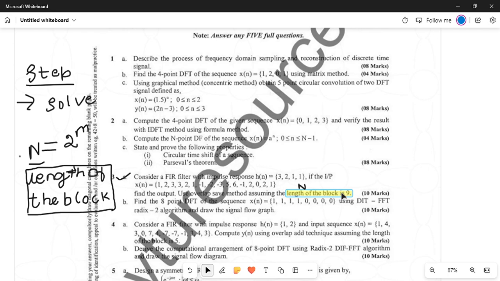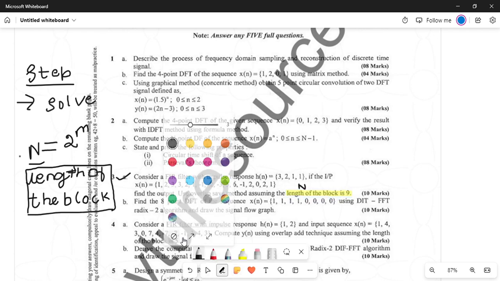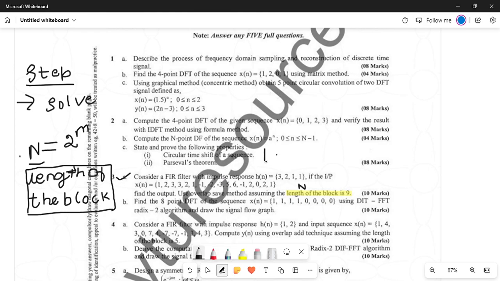That means h of n should be 9, that is, the length of h of n should be 9. I'll write it here. And your x of n divisions, that is x1 of n, x2 of n, up to however many divisions you get for this particular problem, I write generally as xn of n. All of them should be equal to 9. That is, the length of all these blocks should be 9.